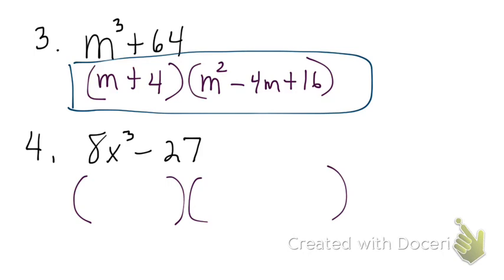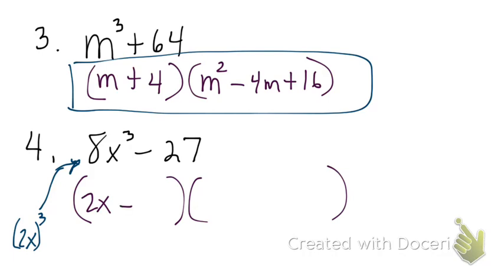So again, we're expecting a binomial times a trinomial. We have to ask ourselves, what cubed gives us 8x cubed? Well, 2 cubed gives us the 8, and x cubed will give us x cubed. So we're going to have 2x here. You could even write this as 2x cubed, which is equal to that 8x cubed. So 2x is what you cube to get 8x cubed.